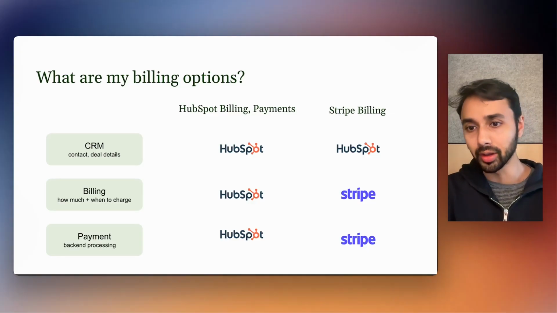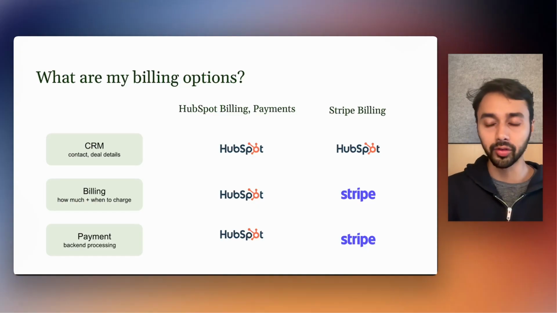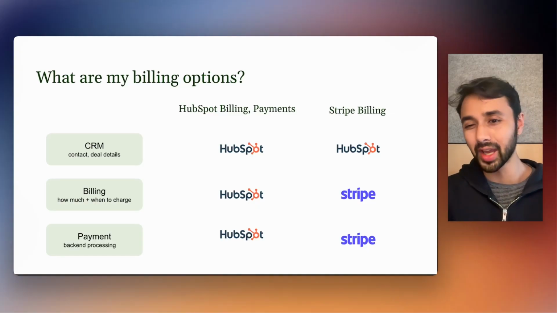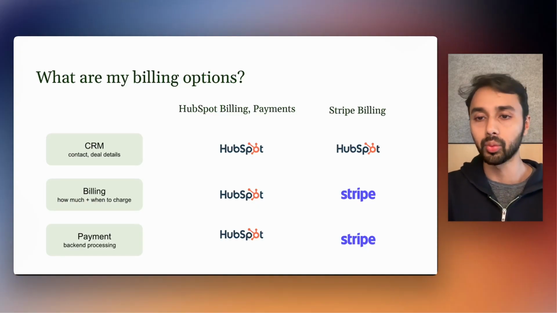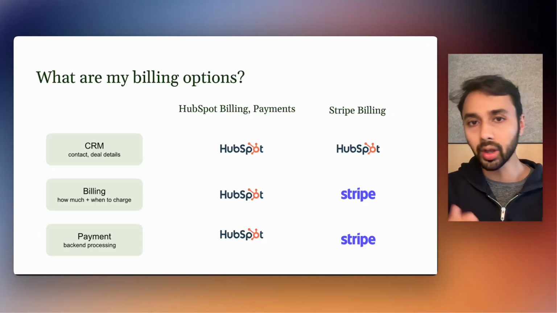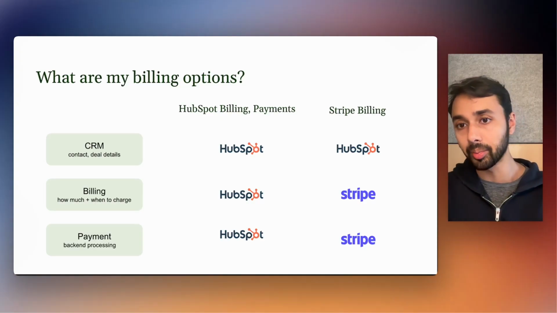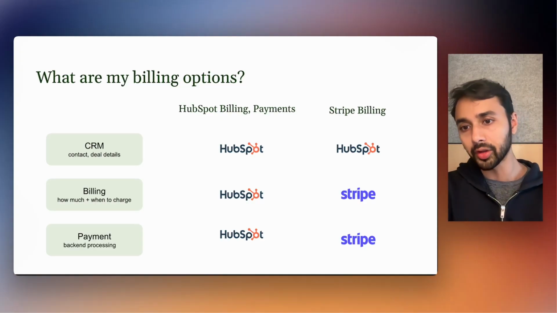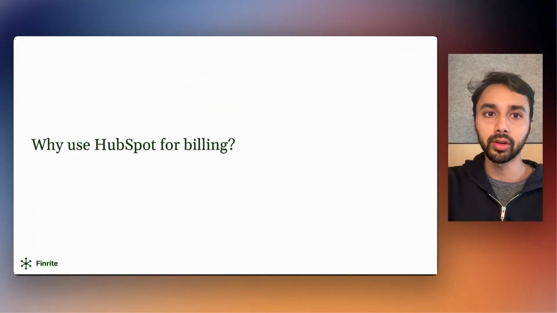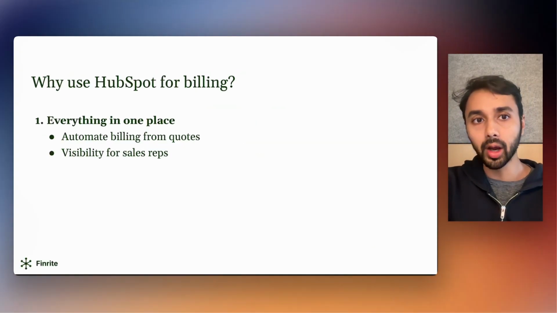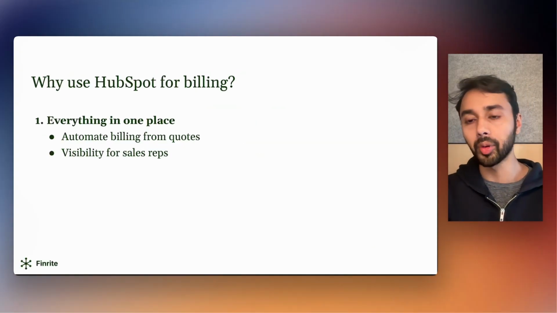And then you have your payment layer. This is responsible for charging your customer's credit card and bank account, and usually happens invisibly and comes integrated with the billing system. So we'll cover how you could do this with HubSpot billing and payments, or you could do this with HubSpot CRM and Stripe billing and payments. So let's start with looking at HubSpot.